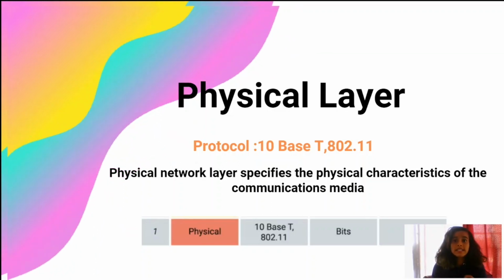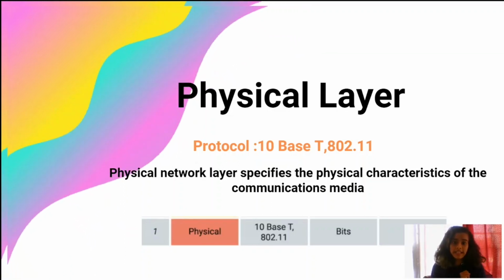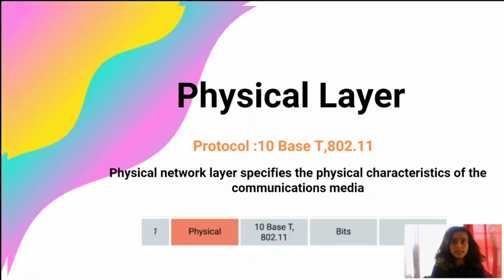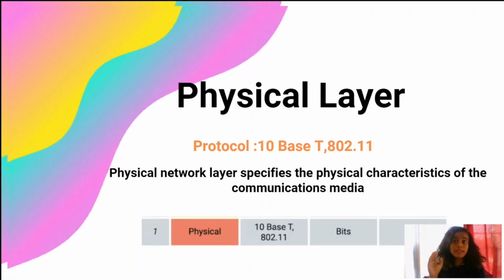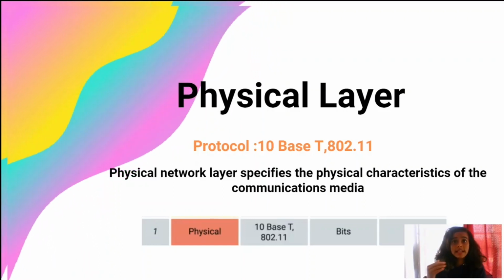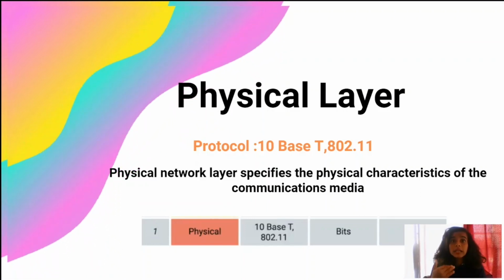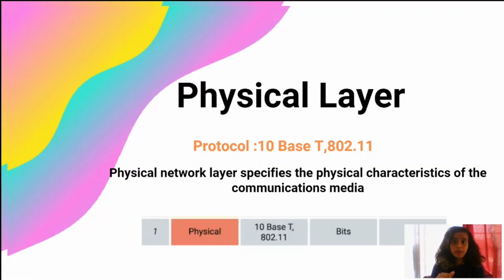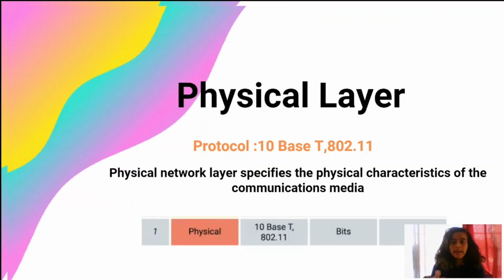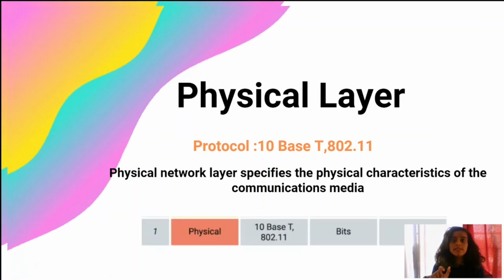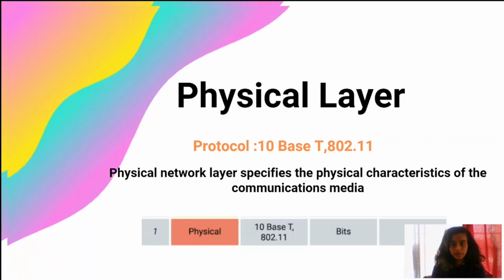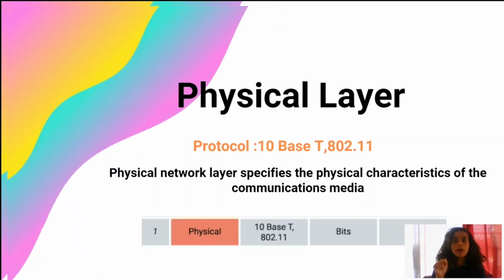So our first layer is the physical layer. Physical layer is a lot like how it sounds. Physical layer represents the physical devices that connect computers and the means of transmitting bits across a computer network. So what is a bit? A bit is the smallest representation of data that the computer can understand. It's either a 0 or a 1.